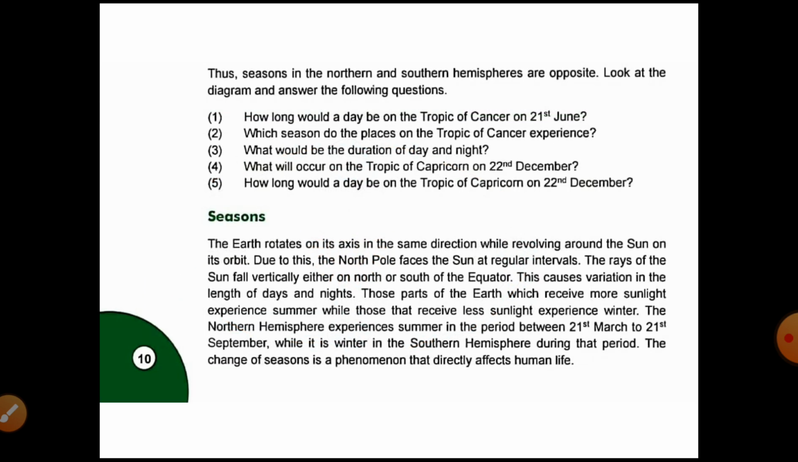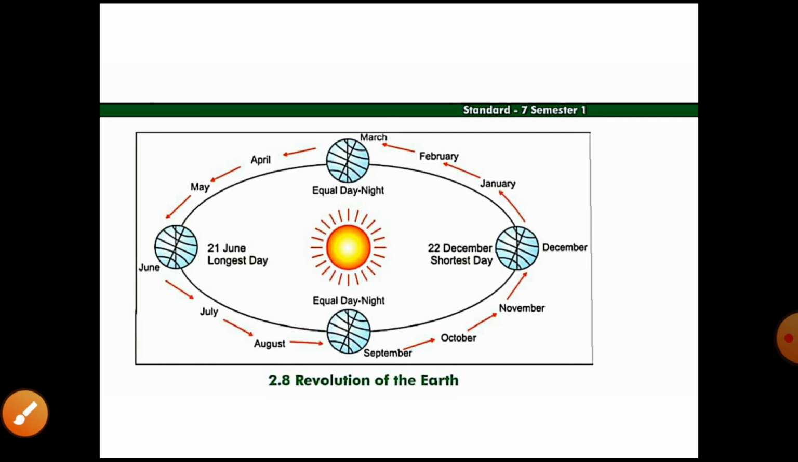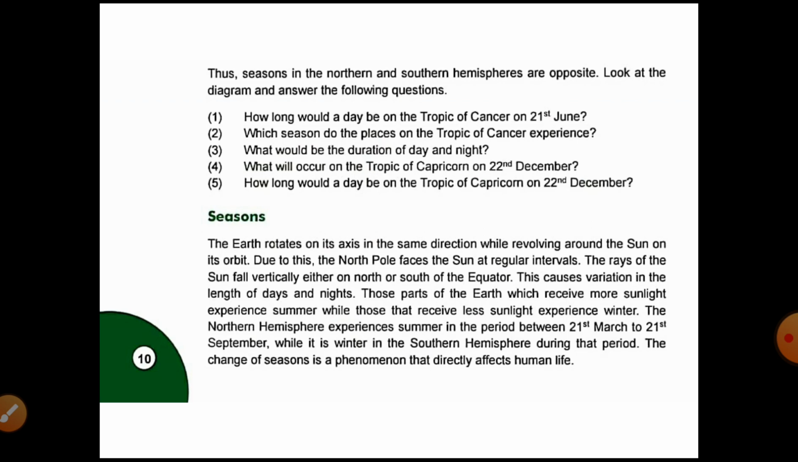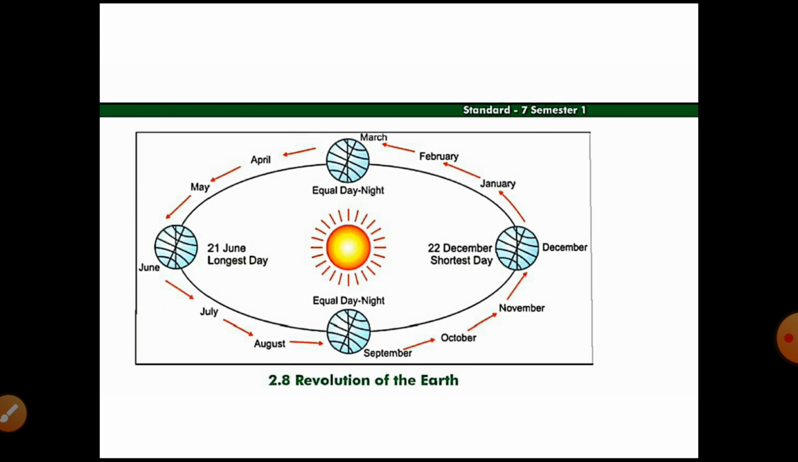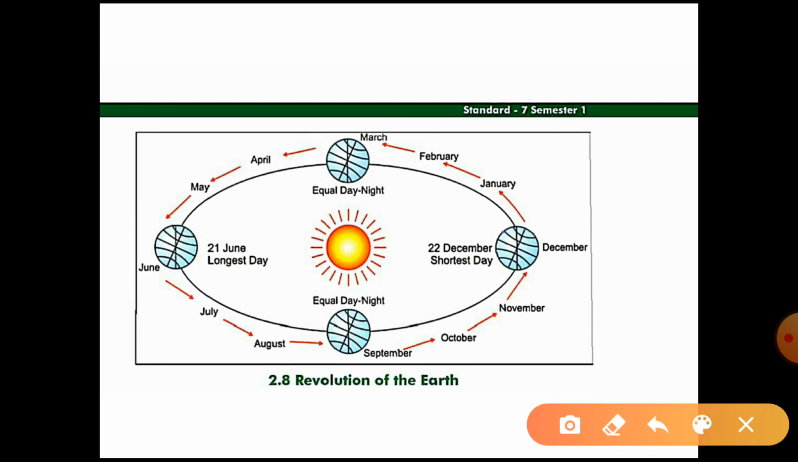Third one: what would be the duration of day and night? Duration means a time period. So in this June, what will be the duration? Here longest day and shortest night. Okay, the next: what will occur on the Tropic of Capricorn on 22nd December? Okay, Tropic of Capricorn, where is 22nd December? 22nd December is here. So Tropic of Capricorn is here. So here shortest day.